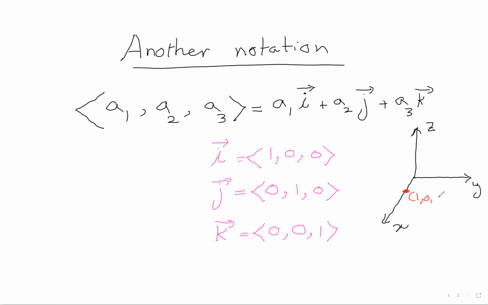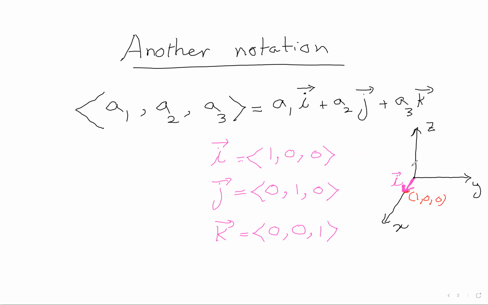One, 0, 0. But the vector that connects the origin to this point, this vector, is vector I. This is vector I. Or just let me write a little I next to that. So this is vector I.